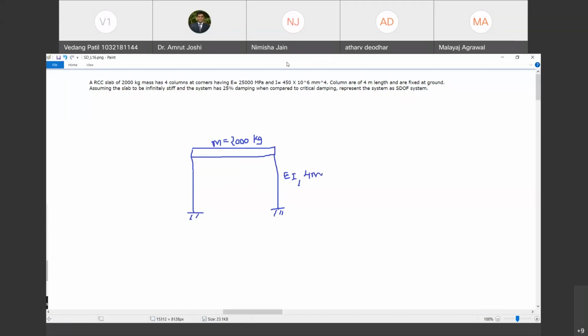Okay, so I think Nimisha would have got this problem. Nimisha, am I right? Yes, sir. So you would have got this problem, and we had to represent it as a single degree of freedom system. That means we had to represent it this way, right?